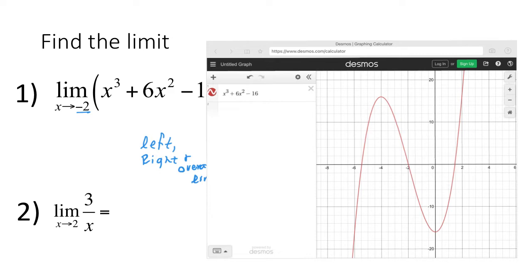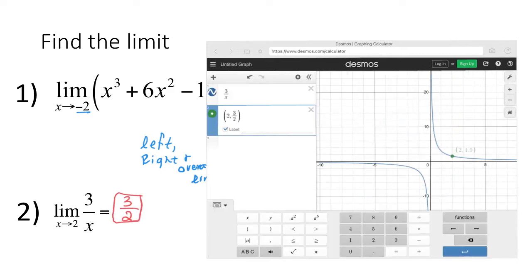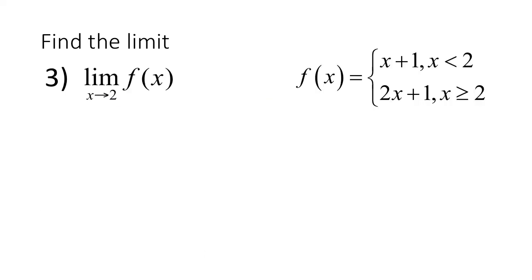Pause the video and try number 2 on your own. So here again, just to show you the graph of the last one, I got the limit of 3/2. So as I approach 2, again from both sides, the left and the right, the function's value is approaching 1.5, which is 3/2. For our next example, we're going to take a look at limits of piecewise functions.